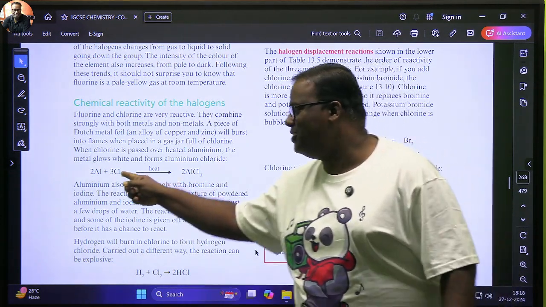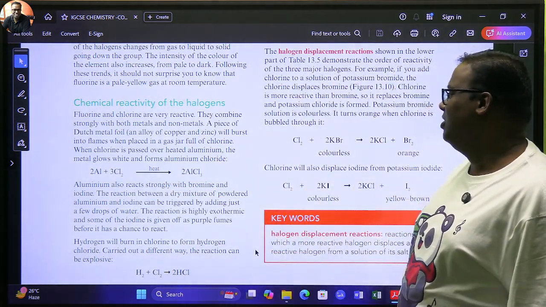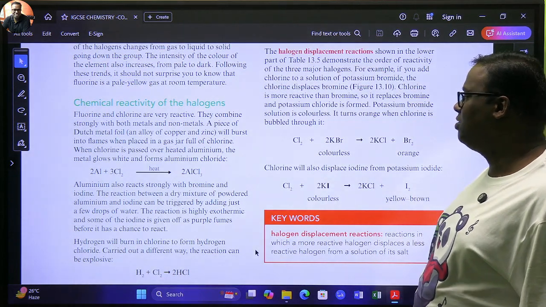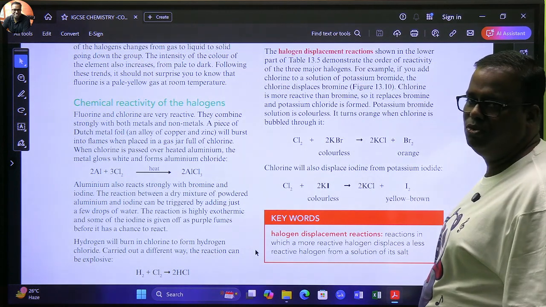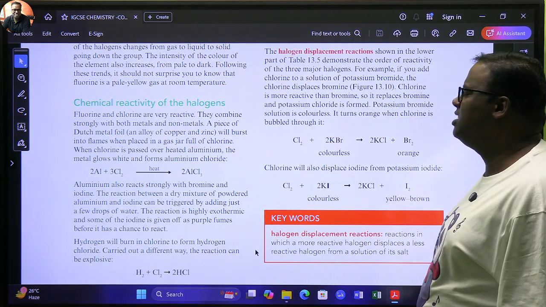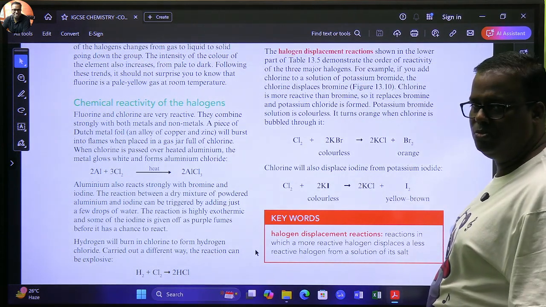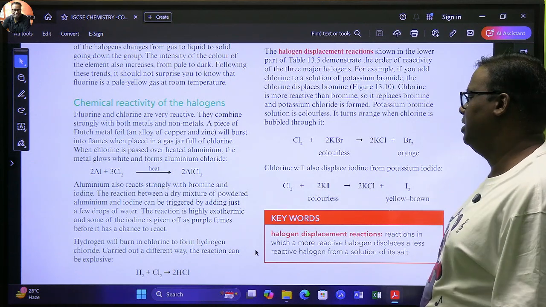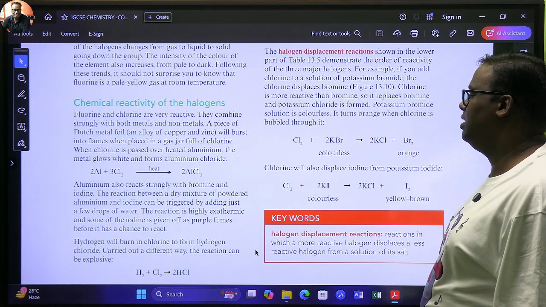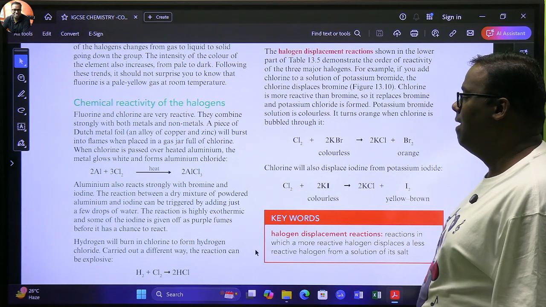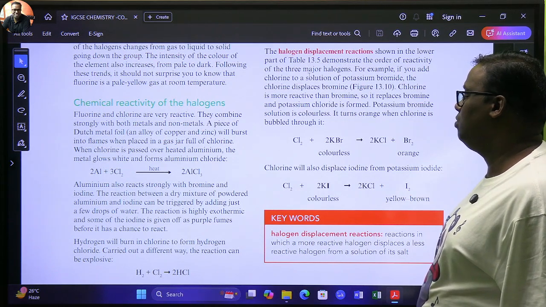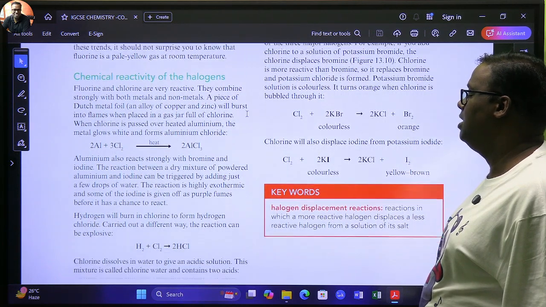Same thing, same family. Only this part will change. Okay. Now, the reaction between a dry mixture of powdered aluminum and iodine can be triggered by adding just a few drops of water. The reaction is highly exothermic. Exothermic means a lot of heat is liberated. The reaction is so vigorous that some of the iodine is given off as purple fumes before it even has a chance to react. Hydrogen will burn in chlorine to form hydrogen chloride. Carried out a different way, the reaction can be explosive.